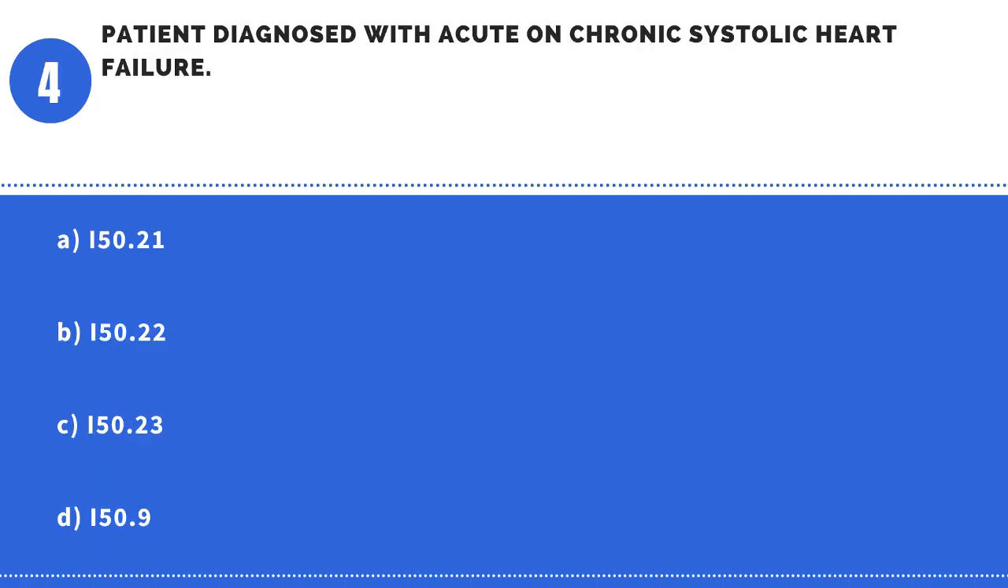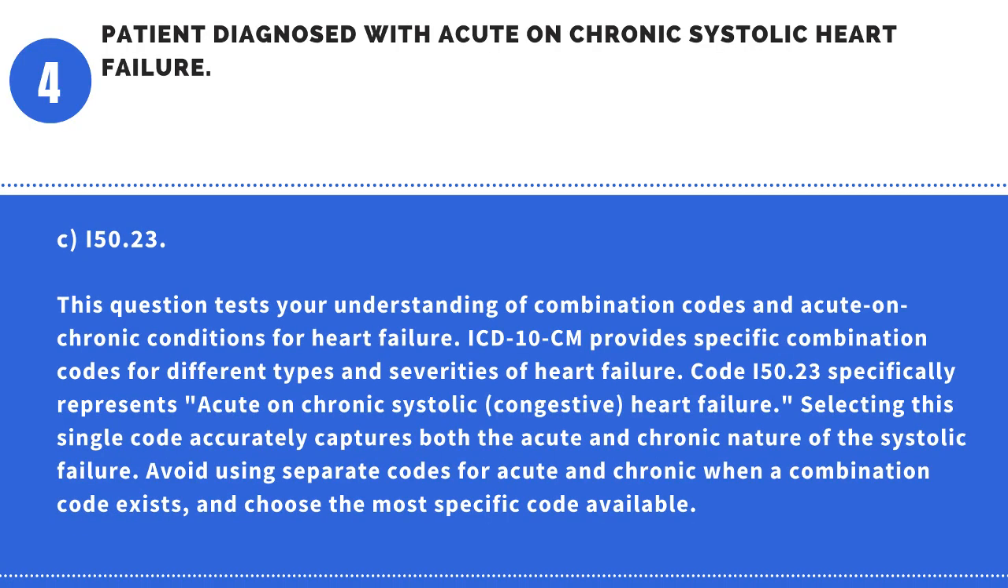Question 4. Patient diagnosed with acute on chronic systolic heart failure. A. I50.21. B. I50.22. C. I50.23. D. I50.9. Answer: C. I50.23. This question tests your understanding of combination codes and acute on chronic conditions for heart failure.